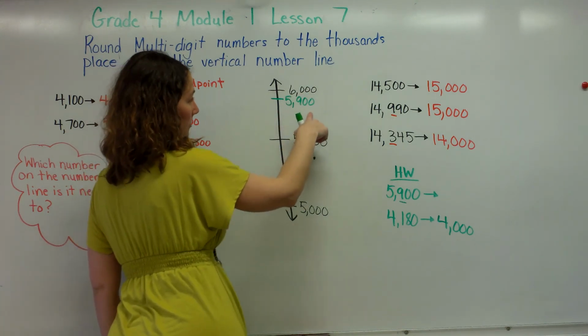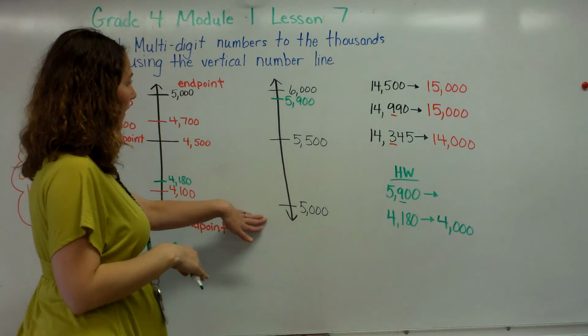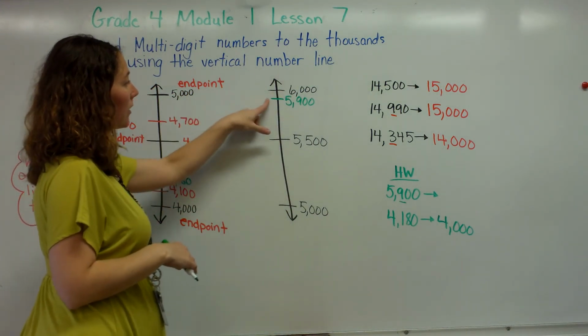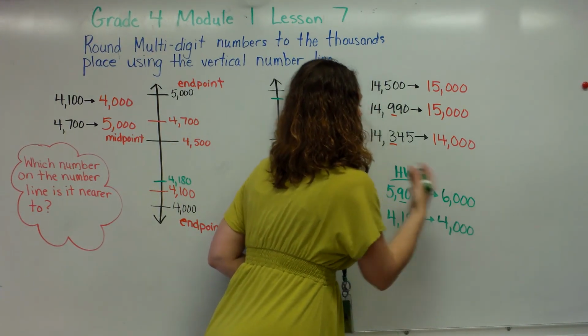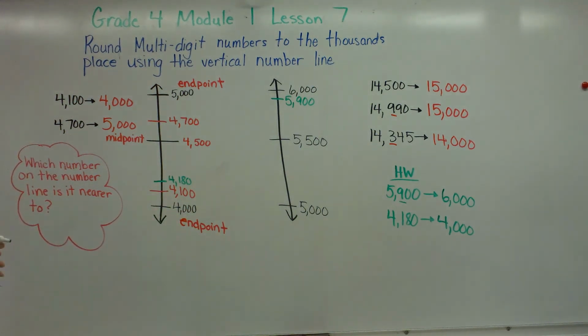So for 5,900, I'm going to ask myself, what is it closer to? What is it nearer to? 5,000 or 6,000? And I can see, using my visual here, that it's closer to 6,000, and therefore it's going to round to 6,000. The most important thing to remember here is when you do your number lines, you need to ask yourself which number on the number line the number that you're rounding is nearer or closer to.